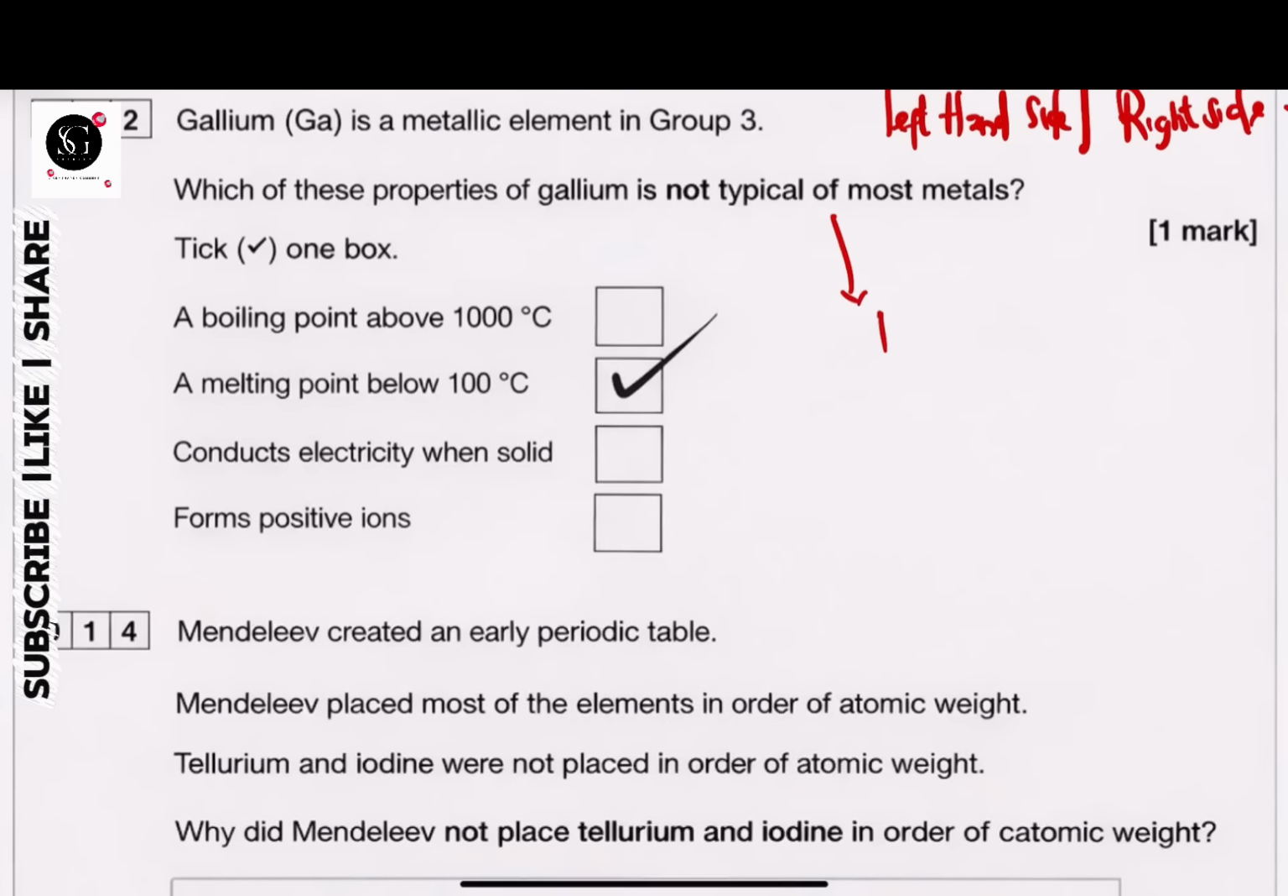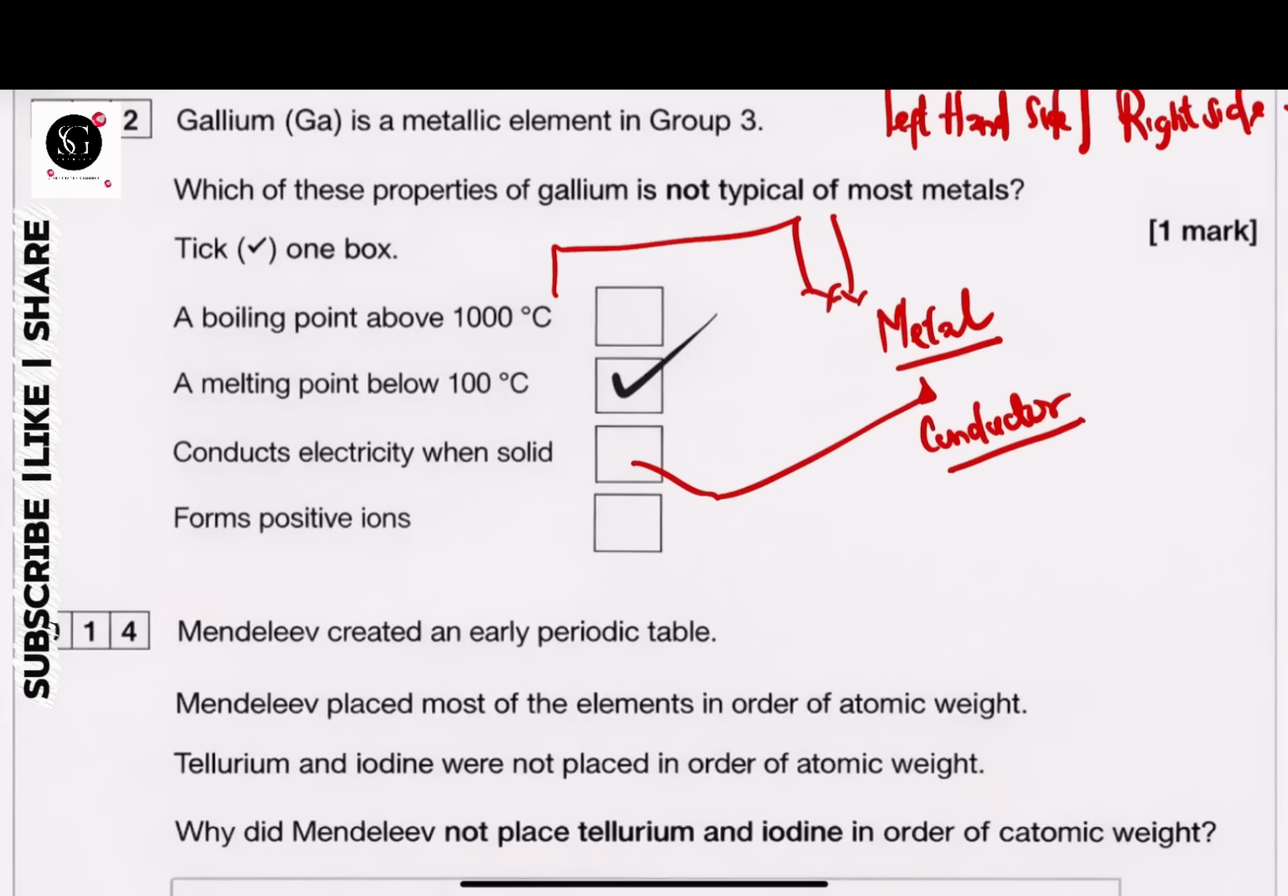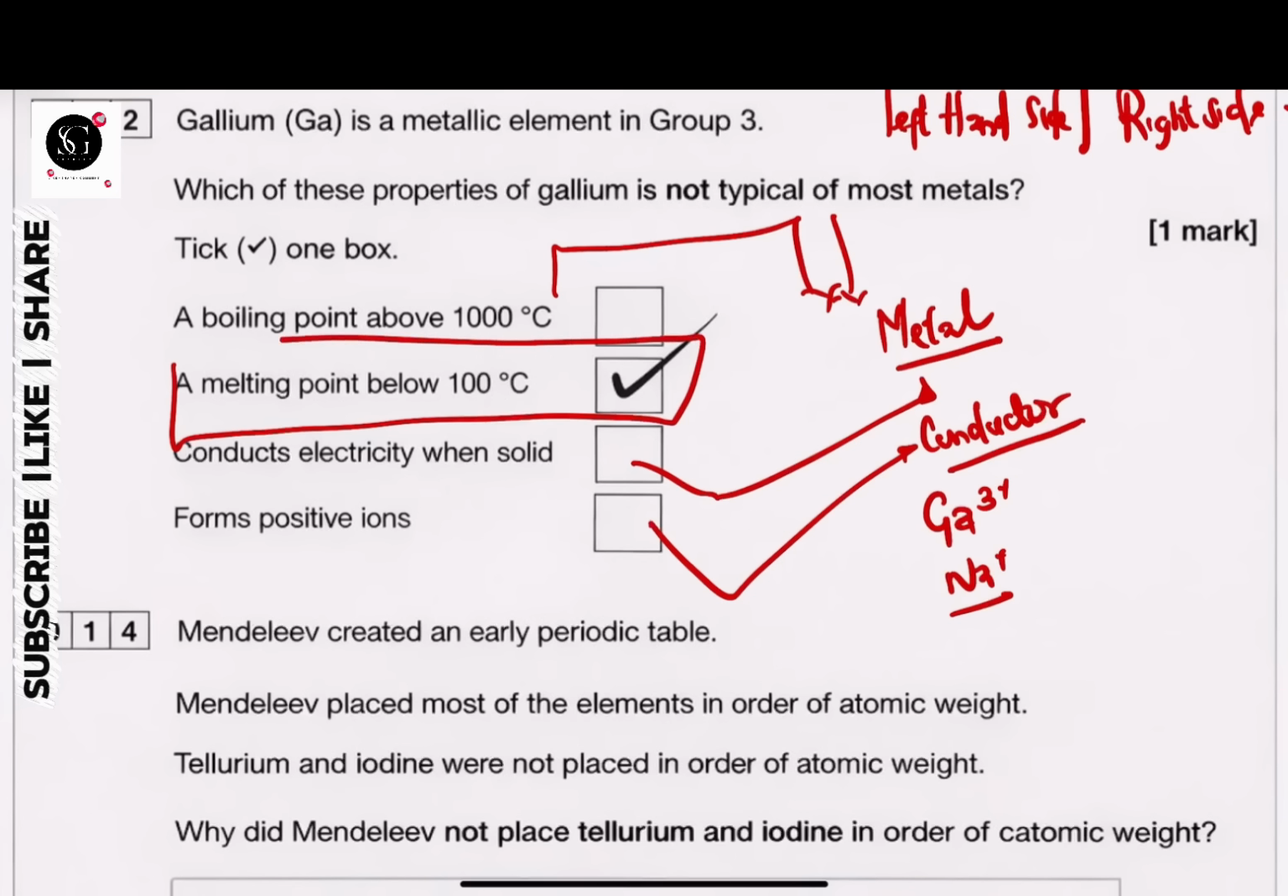Since gallium is a metal, it must definitely have a boiling point above 1000 degrees Celsius. So this is a typical property. Metals conduct electricity in solid states. They are good conductors of heat and electricity. That's one of the functions of metals. And metals form positive ions. That's why you can have Ga3+, Na+. These are functionalities of metals. So the answer is a melting point below 100 degrees Celsius. That is not typical of most metals.